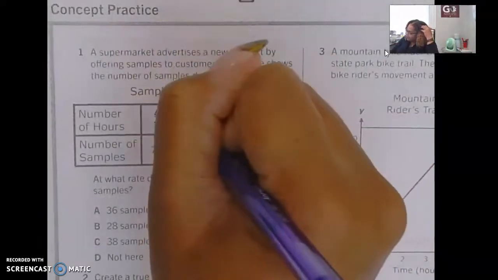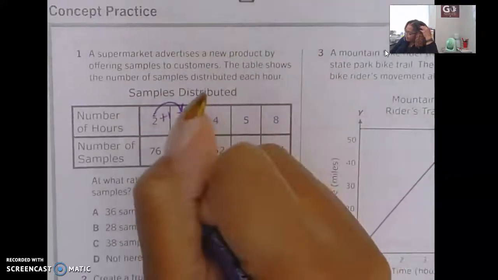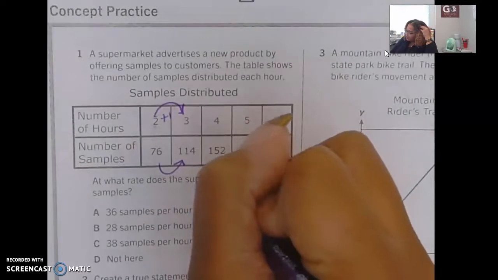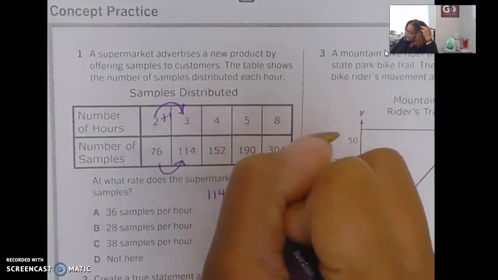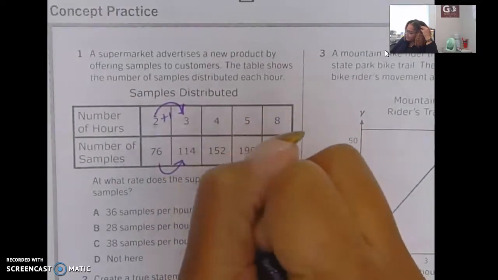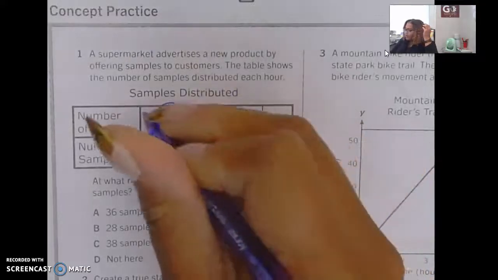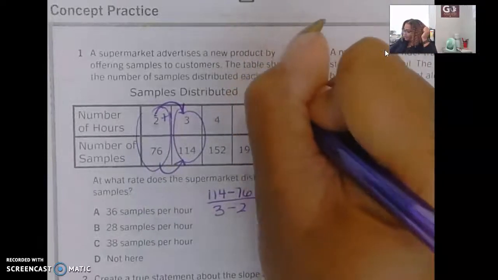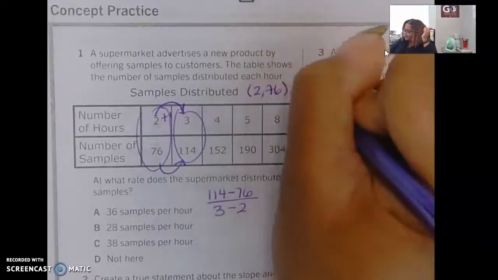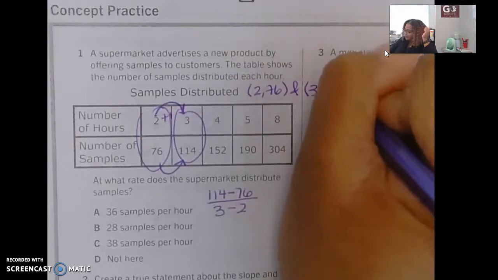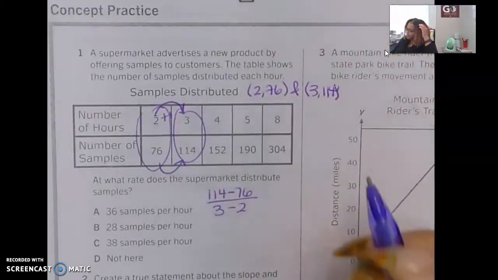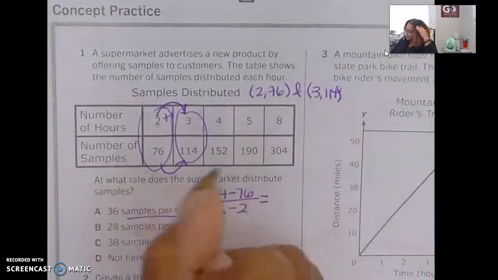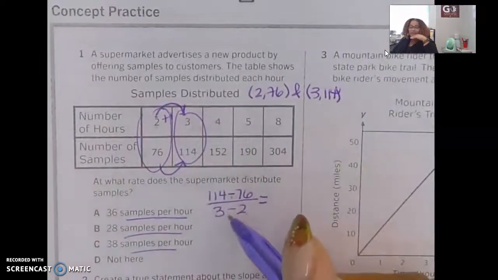So if I go up 1 hour, then I'm going to go up a certain number of samples. The difference between 114 and 76 is relative to the difference of 3 and 2. Remember, these are points, and I can make a slope from these. The point is 276 and 314. So this is samples per hour. This is what they give me. I need to do the calculation.